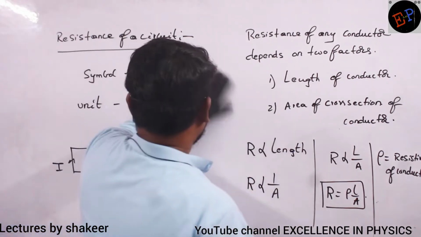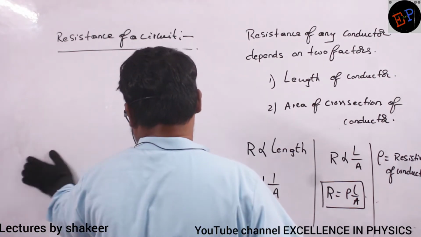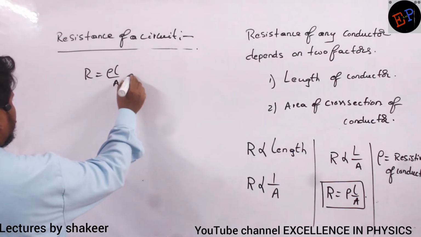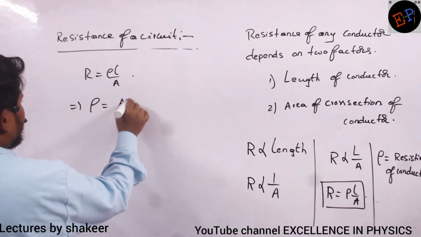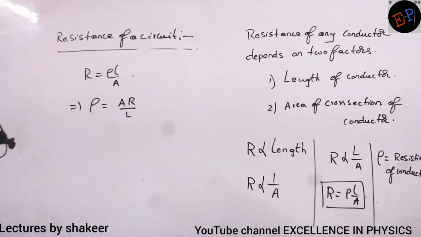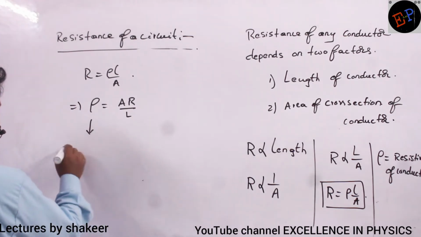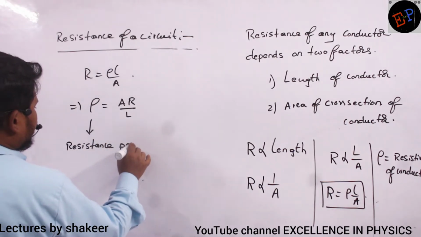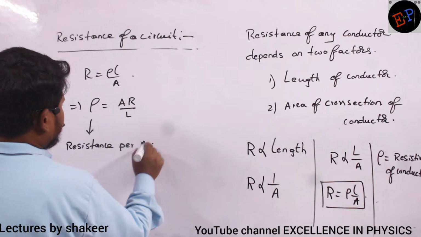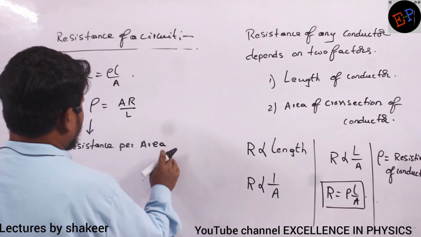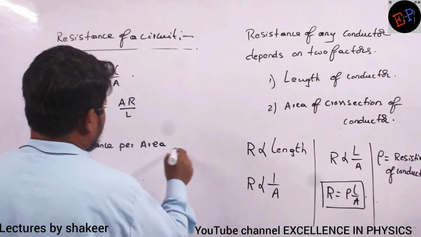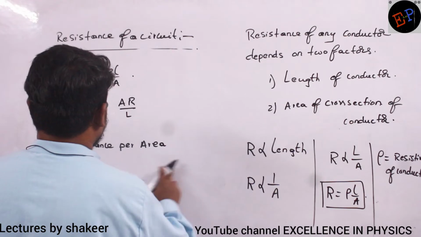So how can I define resistivity? Resistivity can be defined like this. R is equal to rho L by A, so therefore I can write rho is equal to AR divided by L. This is resistivity. So how can I define this resistivity? Resistance per area, AR by L.